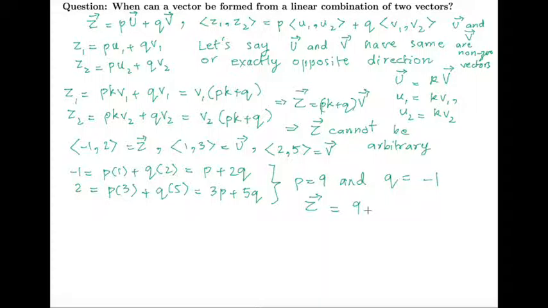So then we can say that z is 9 times u minus 1 times, it should be -5, -5 times v. So then this is possible.